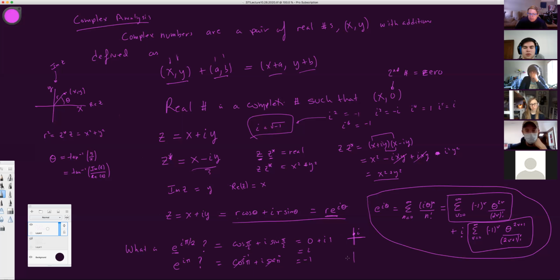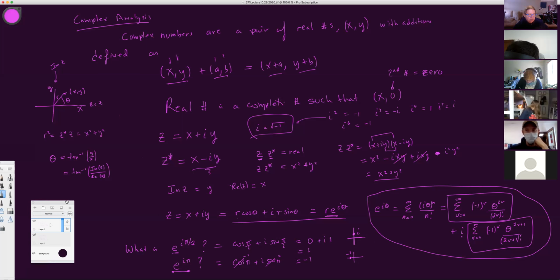And where do I draw e to the i pi? Go left 1 unit. Right here, -1. Okay. Great. So e to the i pi is actually real, even though it doesn't look like it's real. It is, right? Okay. All right. One more thing I want to cover, and then we can adjourn for the week.